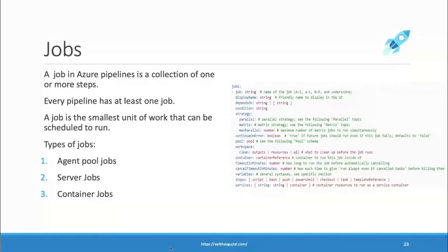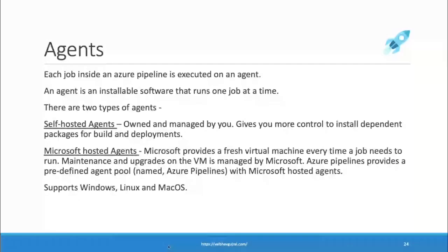Microsoft hosted agents are provided by Microsoft. They are essentially Azure virtual machines which run the agents on top of them. Since these are hosted by Microsoft, the maintenance and upgrades are their responsibility. There is a predefined agent pool available in Azure DevOps that has the Microsoft hosted agents. Both types of agents support Windows, Linux, and macOS as the operating system.